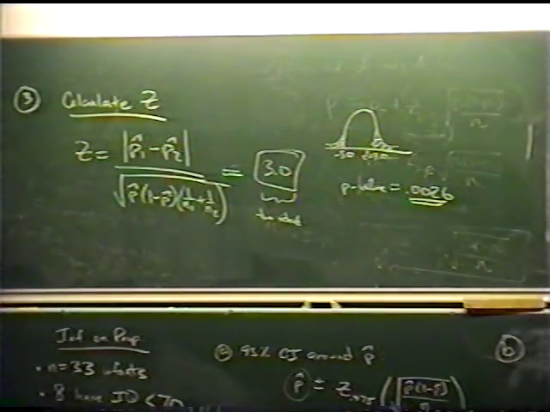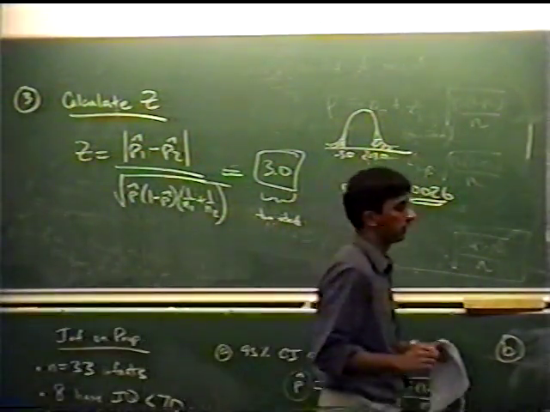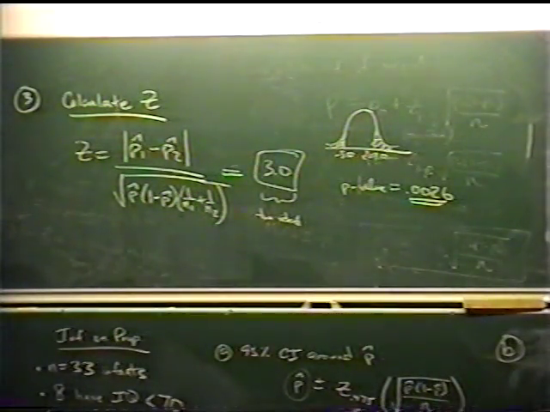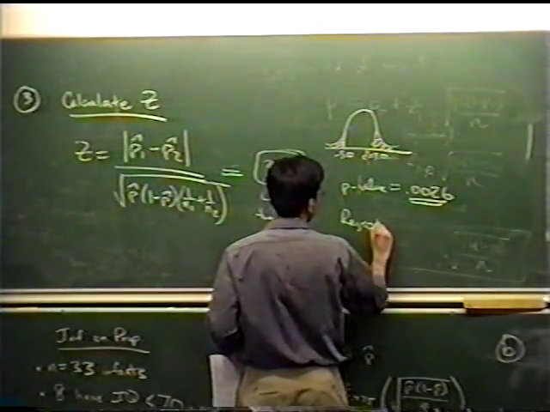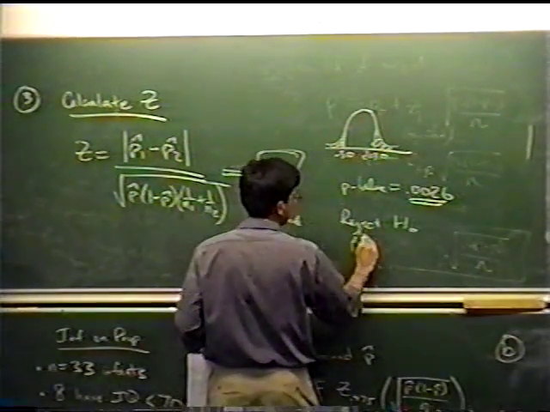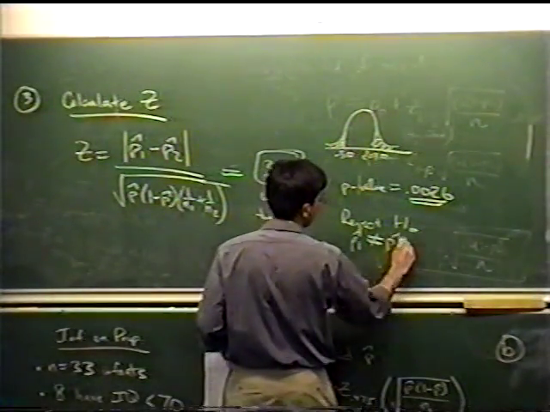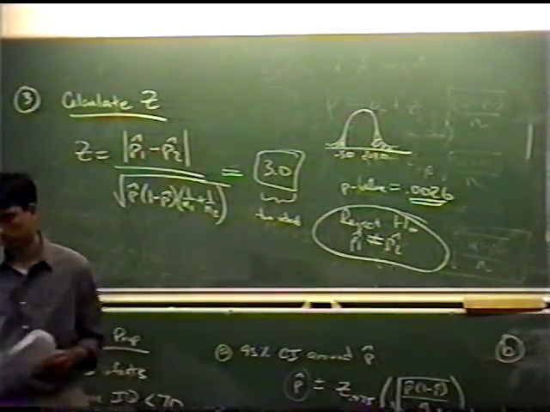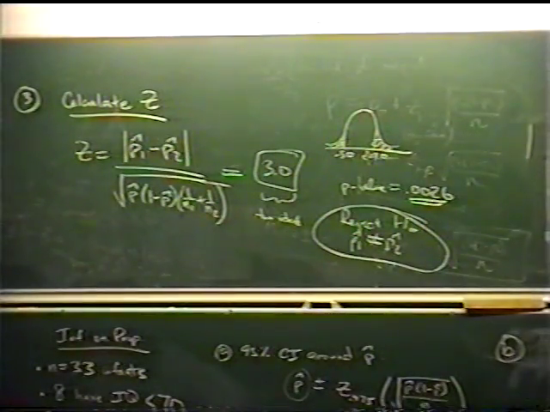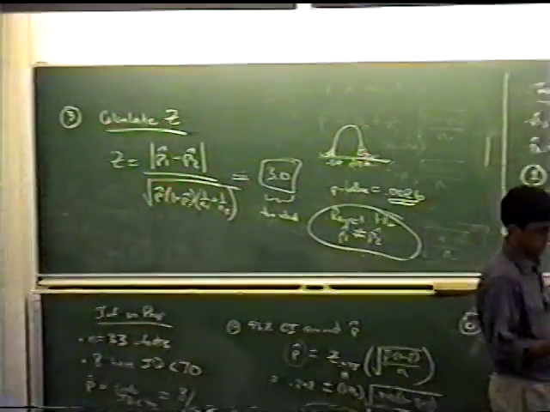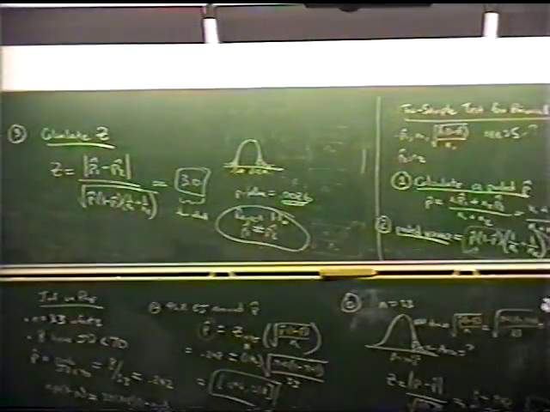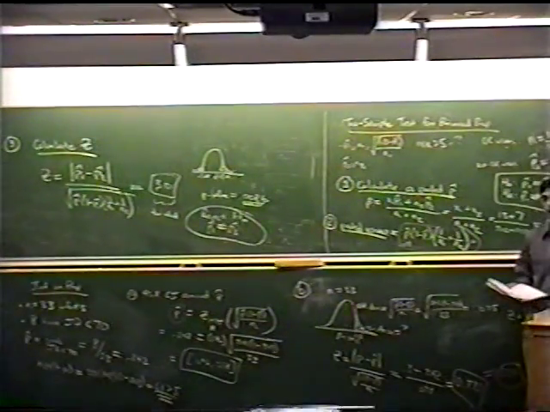So what do we conclude? Do we accept or reject the null hypothesis? We reject it. I mean, this is much less than 5%, right? So we reject the null hypothesis, and we say that P1 is different from P2. So is everyone okay on comparing two samples of binomial proportions?